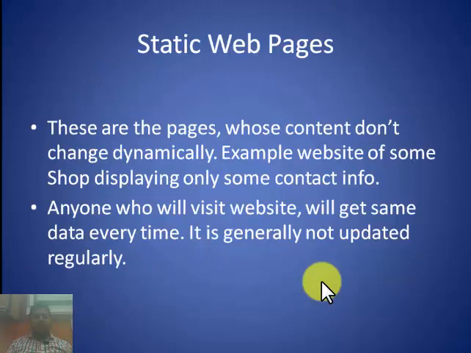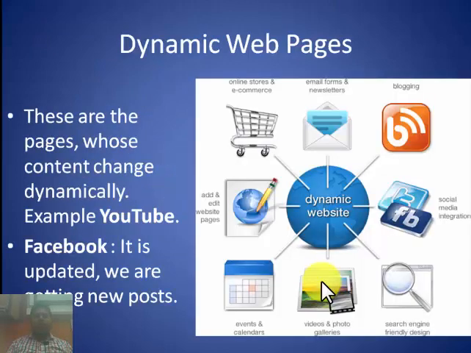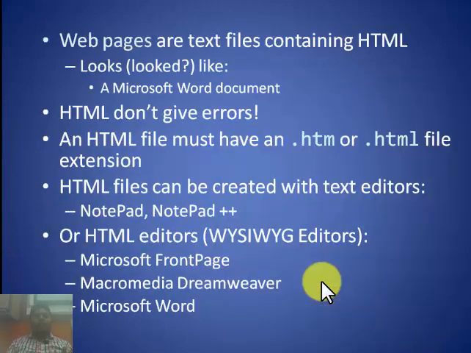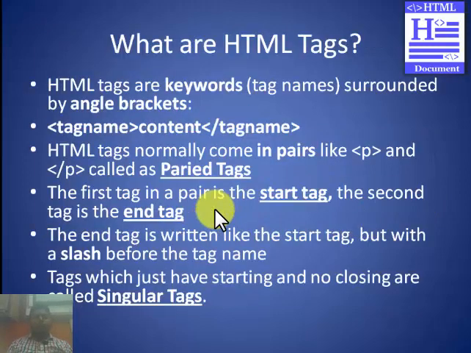There are two types of websites: static websites and dynamic websites. Static websites do not change. Dynamic websites change from time to time. HTML doesn't give errors. HTML pages have the extension .html. HTML files can be created with text editors like Notepad and Notepad++. There are two types of tags, singular tags and pair tags.